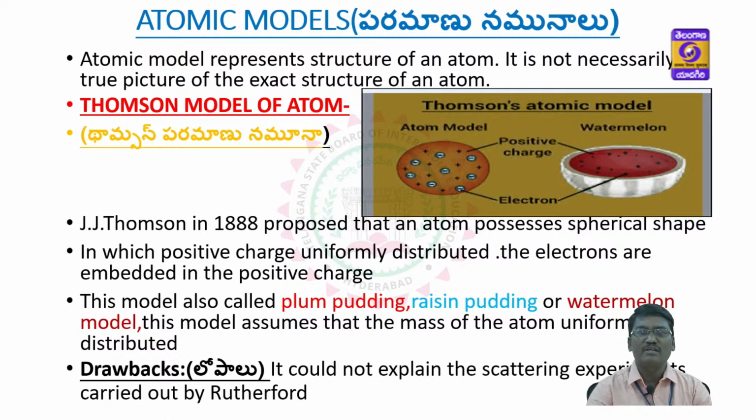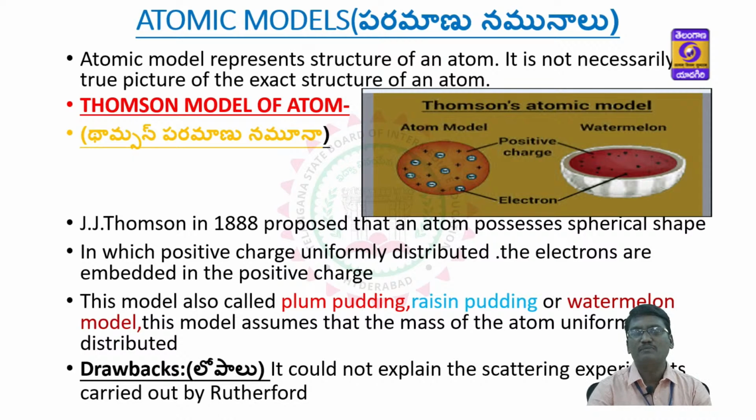So the first atomic model is by J.J. Thomson, who explained one of the atomic models. In this model, he assumed the atom is going to be spherical.